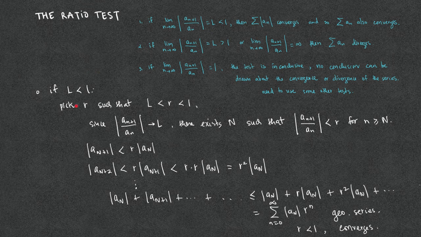If L is more than 1, we would perform the same procedures to obtain the geometric series, but since r is more than 1, the series diverges. If L is 1, then we will show by example that the test is inconclusive.